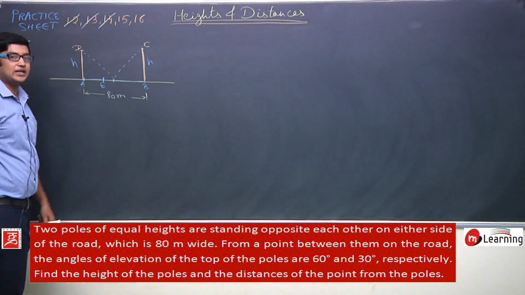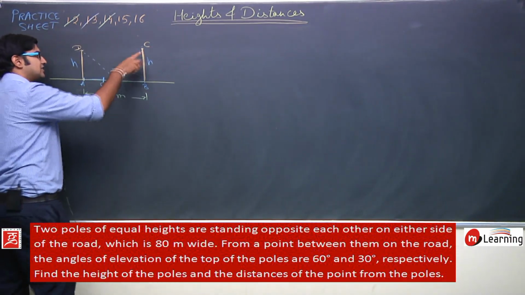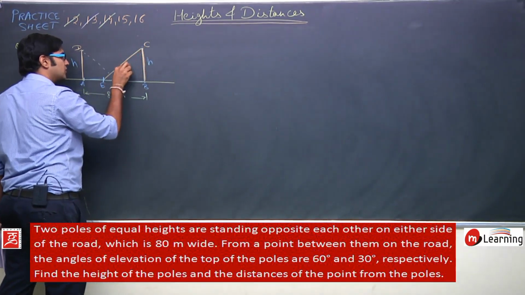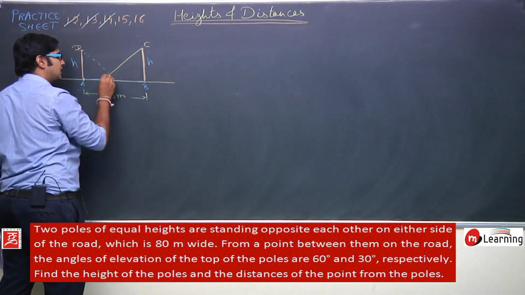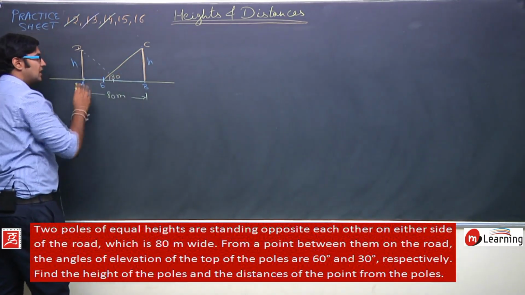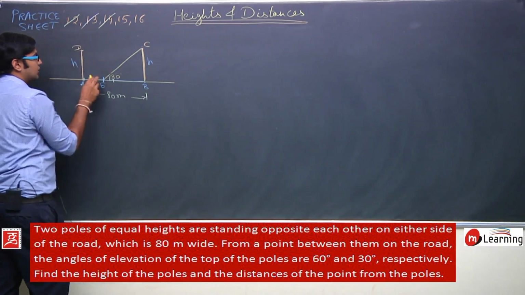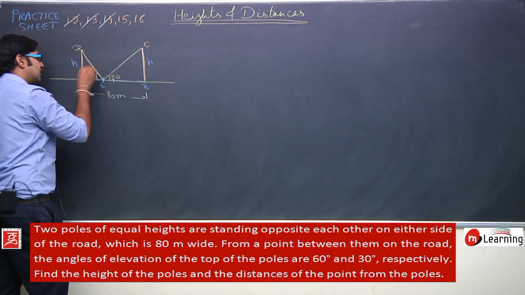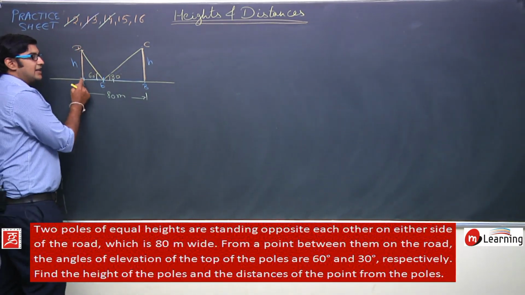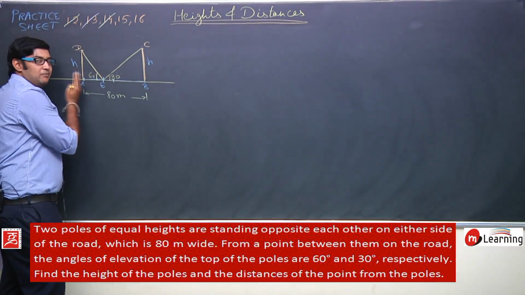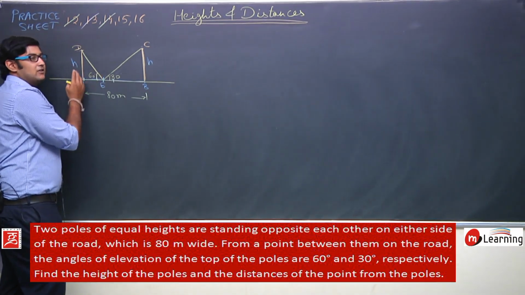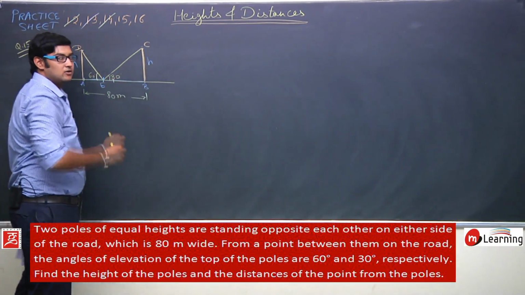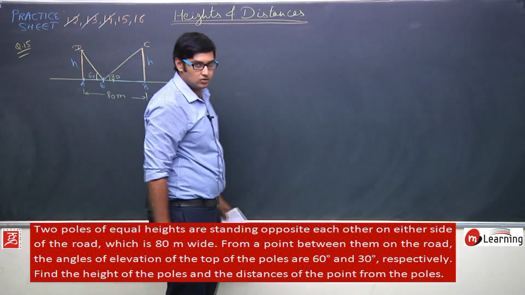I am standing at point E. If I observe this tower, the angle of elevation of the top of this pole will be 30 degrees, and if I observe the top of this other pole, the angle of elevation will be 60 degrees. Why? Because I am standing closer to this pole. If I am standing closer to this pole, the angle of elevation of its top should be more compared to the angle of elevation of the top of the second pole.